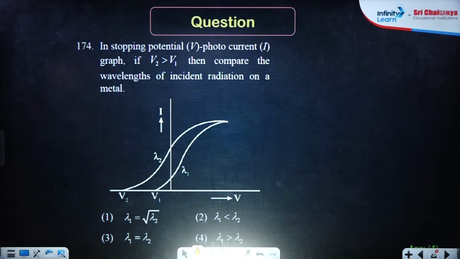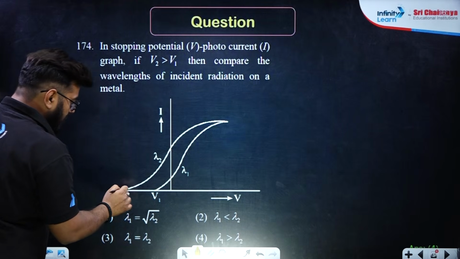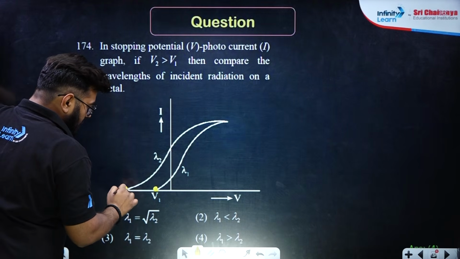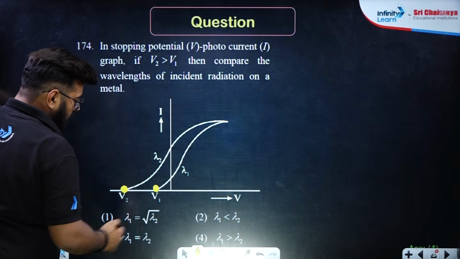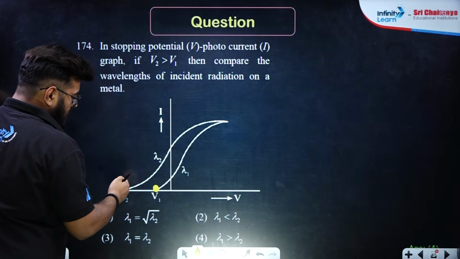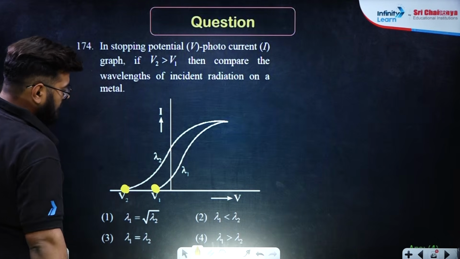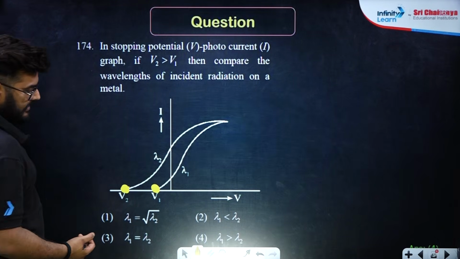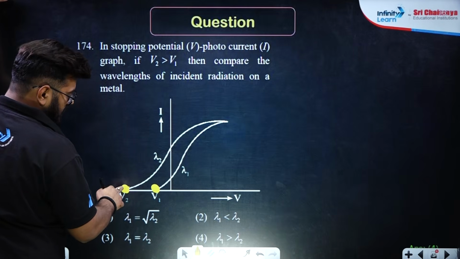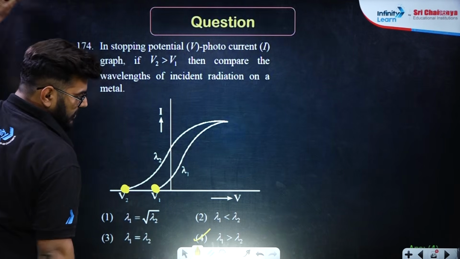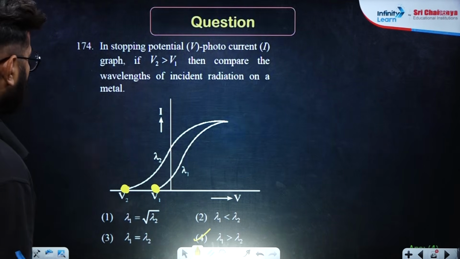Okay, perfect. In stopping potential, compare the wavelength. Okay, so see, this has higher stopping potential, this has lower. So higher, lower. That means the lambda of this will be lower, obviously, right? Lambda 2 will be lower then because it has higher energy, and lambda 1 will be greater. Option number 4 is the correct answer.